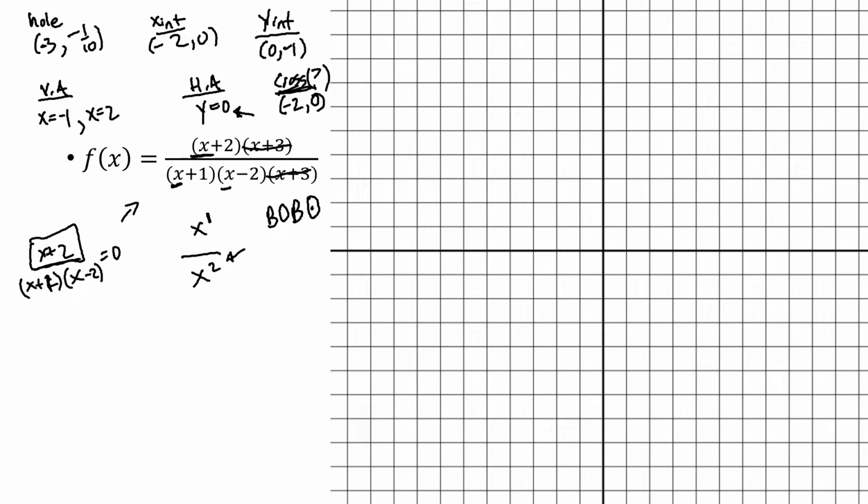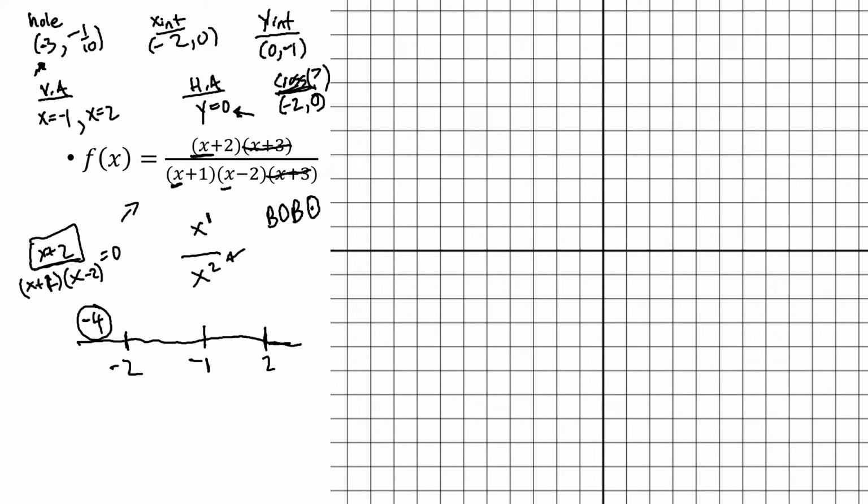The final thing that we would need to do, of course, is our sign chart. Our sign chart would have any x-intercept values as well as our vertical asymptote numbers. So on our sign chart, we're going to put negative 2, which is our x-intercept, negative 1, which is a vertical asymptote, and also positive 2, which is another vertical asymptote. We can choose some test values. So let's say we chose negative 4 as an example. And keep in mind, we can't choose negative 3 because there's a hole at negative 3.